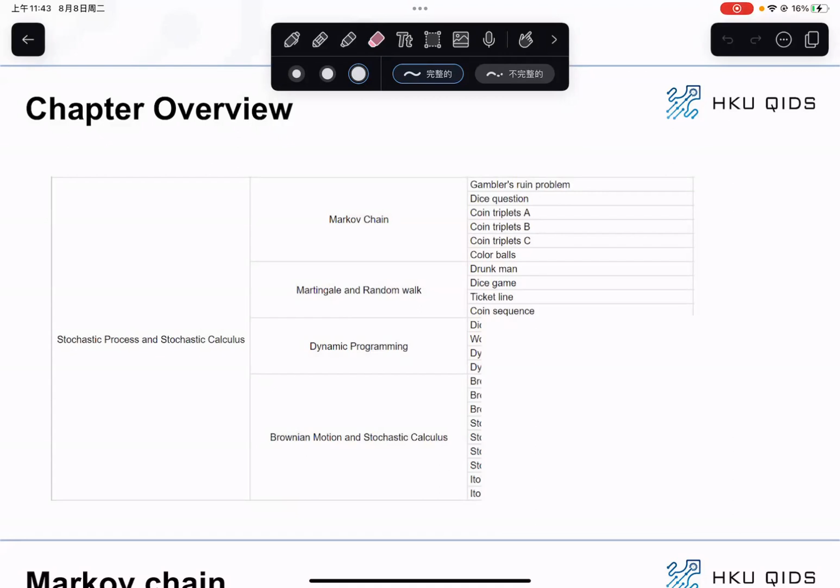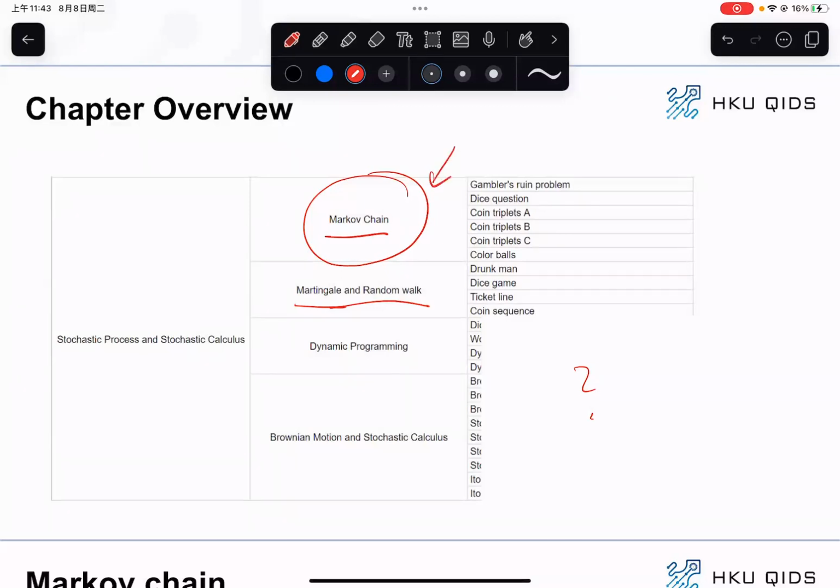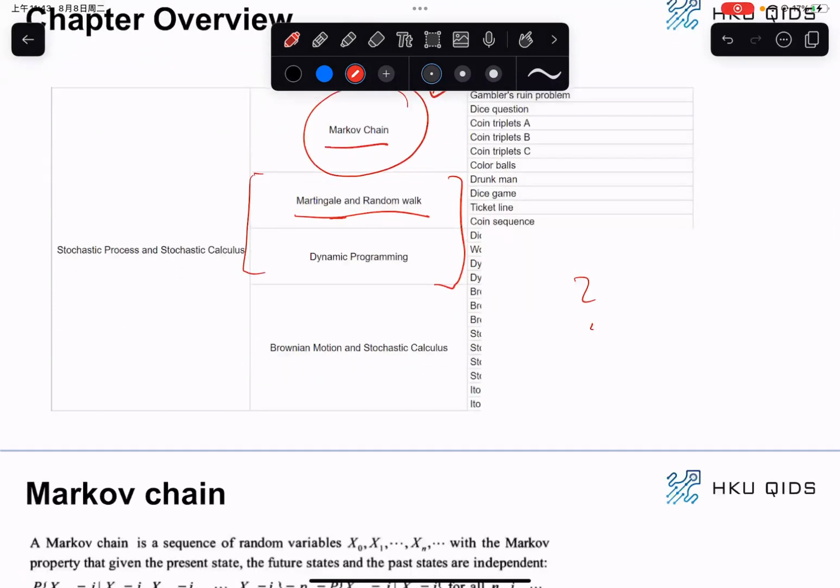I listed all the questions here, and I don't know why this part is missing. But anyway, you can see we have Markov chain, martingale, and random walk. Today we are going to cover this part, because we are going to talk through all the topics and let you fully understand what the Markov chain is. And next lecture, we are going to talk about martingale and dynamic programming. And in the last lecture, we are going to talk about Brownian motion and stochastic calculus.